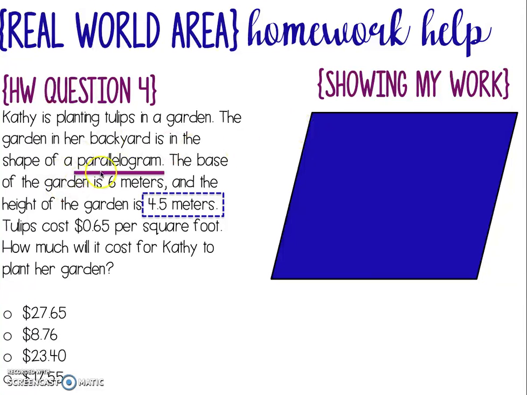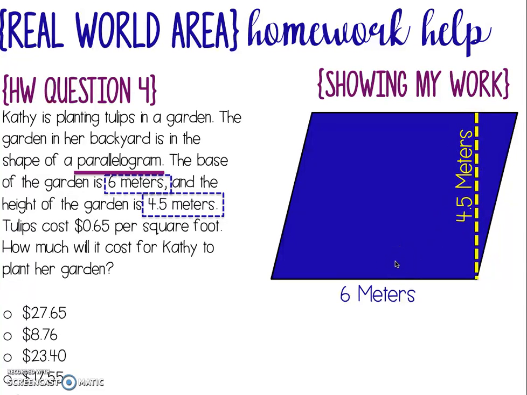So we know her garden is in the shape of a parallelogram, and we've drawn it. Now we need to put in our dimensions. It says that the base of the garden is 6 meters, so we're going to label the base 6 meters. And it says the height of the garden is 4.5 meters. So I'm going to draw in a height, and remember that height is always straight up and down. It's always perpendicular to the base. And we're going to label that 4.5 meters.